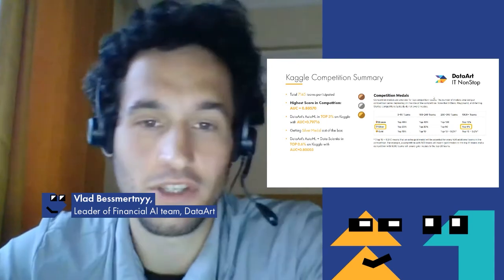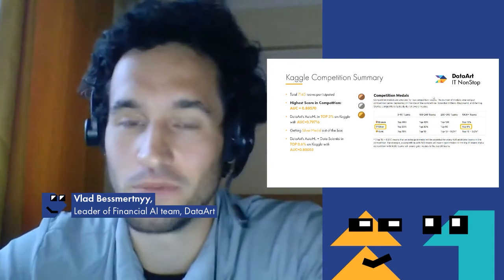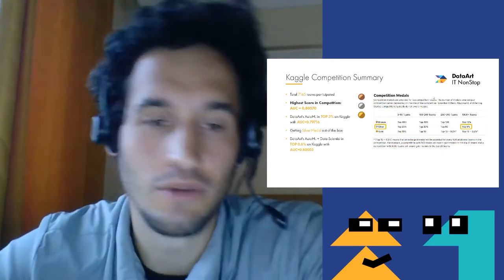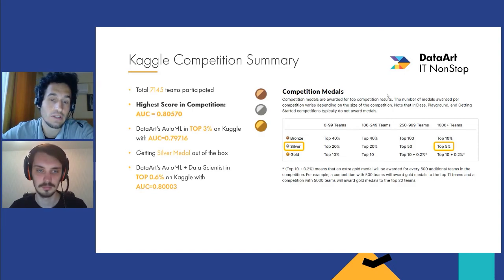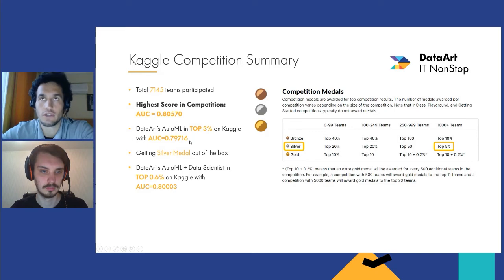Our biggest achievement, our Everest, is the fact that we could go above 80% AUC, which is pretty high. You can see that the highest score in the competition for 7,000 teams is a bit higher, 80.57%. Our DataArt AutoML solution in automatic mode got to the top 3%, which means that this AutoML solution out of the box could gain a silver medal in a Kaggle competition.